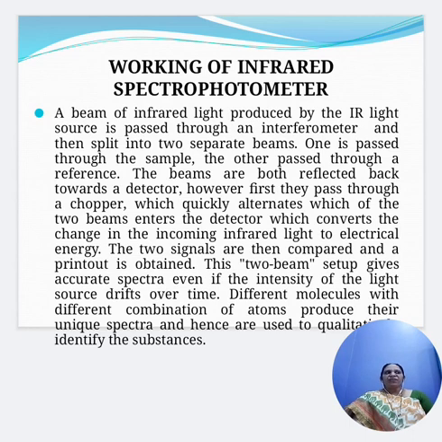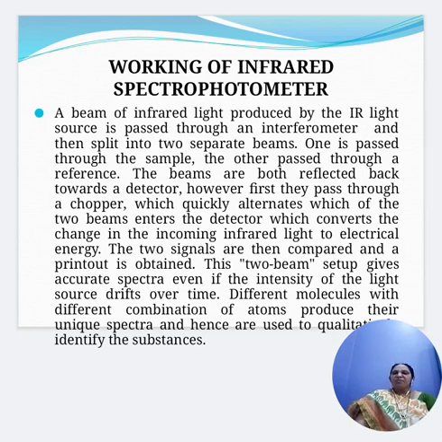The beams are both reflected back towards a detector. However, first they pass through a chopper which quickly alternates which of the two beams enters the detector, which converts the change in the incoming infrared light to electrical energy. The signals are then compared and a printout is obtained. This two beam setup gives accurate spectra even if the intensity of the light source drifts over time. Different molecules with different combinations of atoms produce their unique spectra and hence are used to identify the substances.